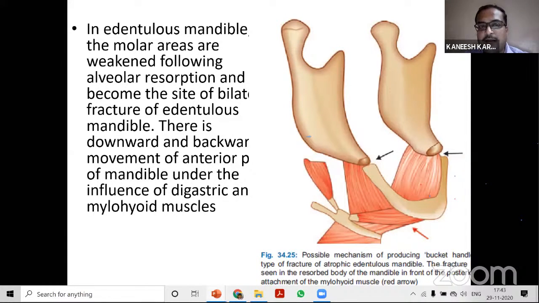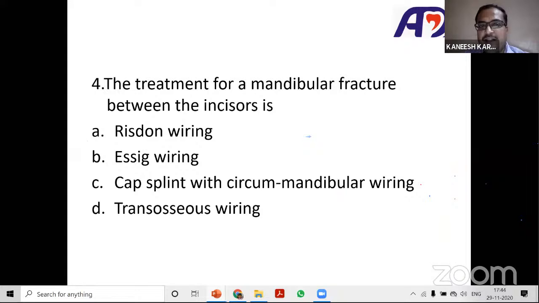The treatment for a mandibular fracture between the incisors is? I can see many responses. The answer is resistance wiring. If the fracture is in between the incisors, we use resistance wiring. I'll explain each of the wirings.